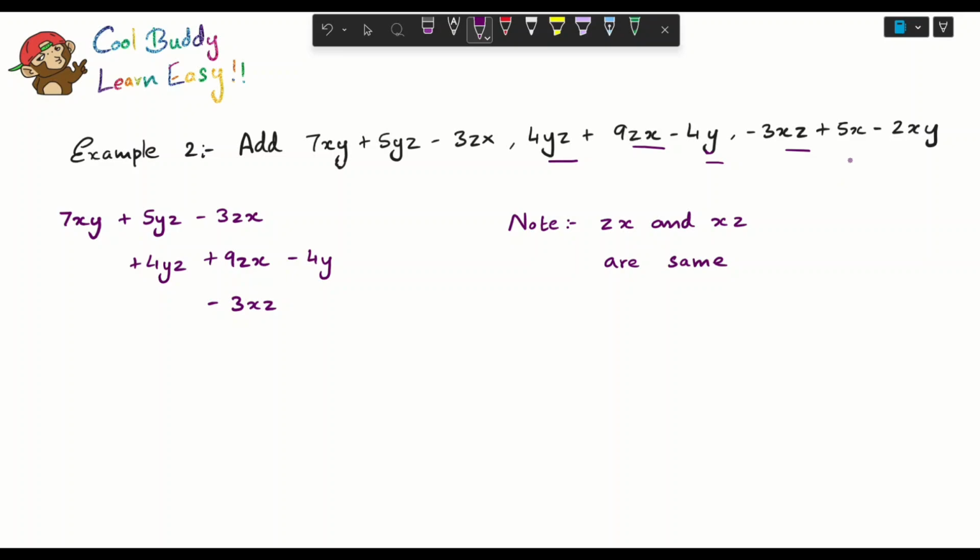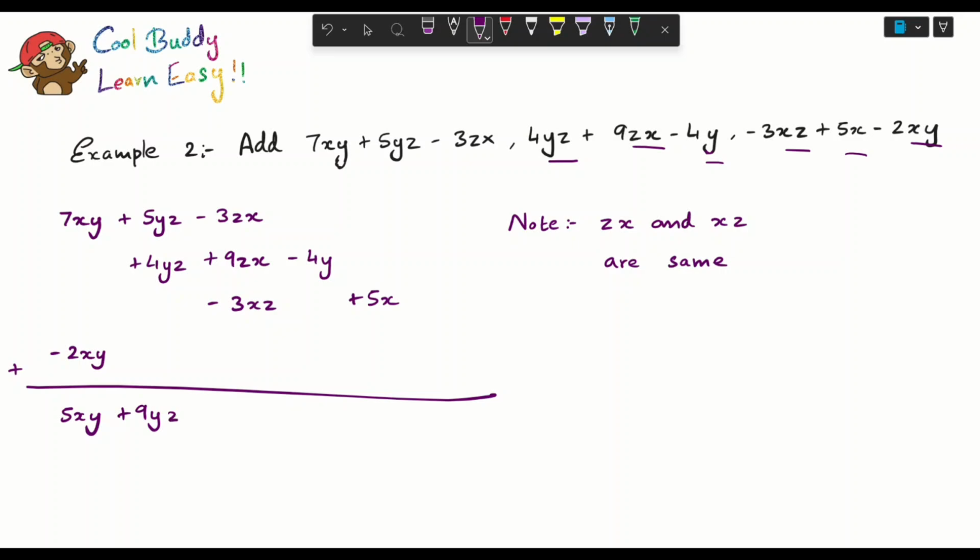Next we have to look for the x term. It's not there, so we have to write that, 5x. Next, the xy term is there. We have to write below the 7xy term, minus 2xy. Then we have to add as usual. We'll get 5xy plus 9yz plus 3zx, and the others as they are, minus 4y plus 5x.